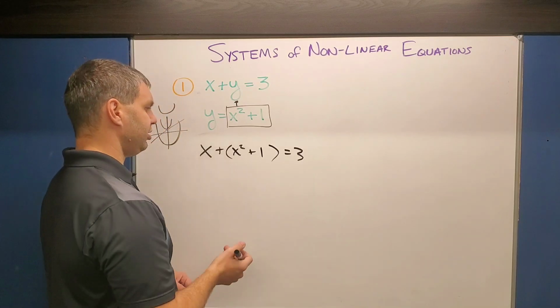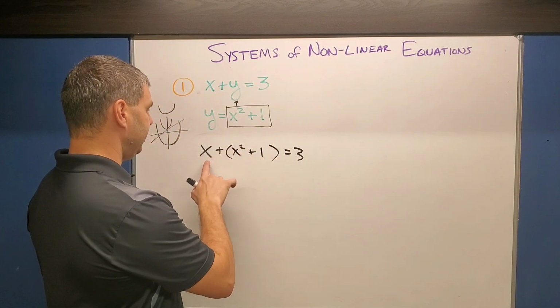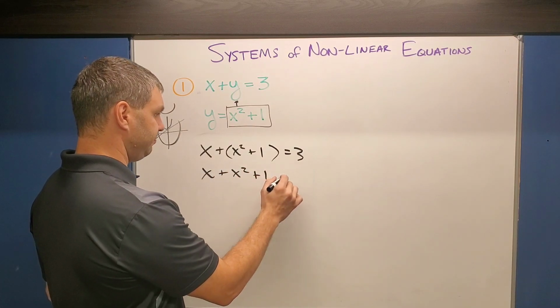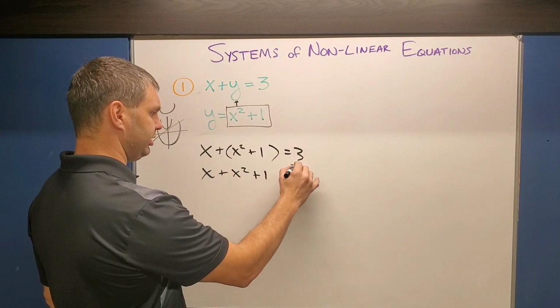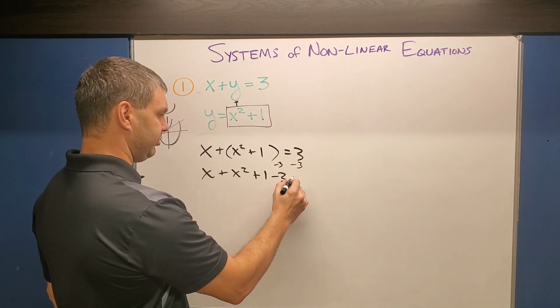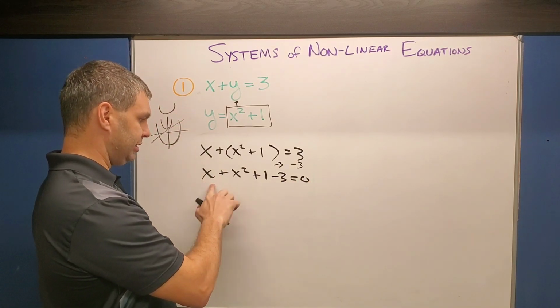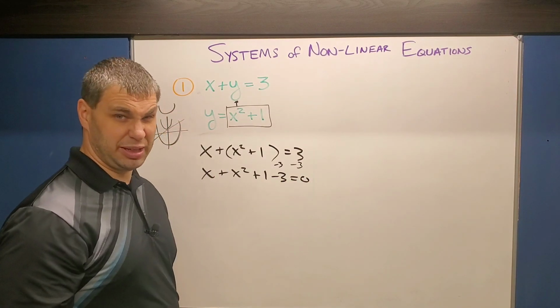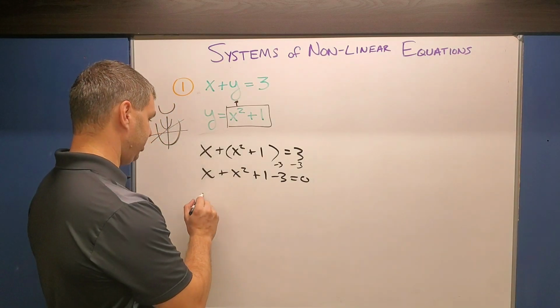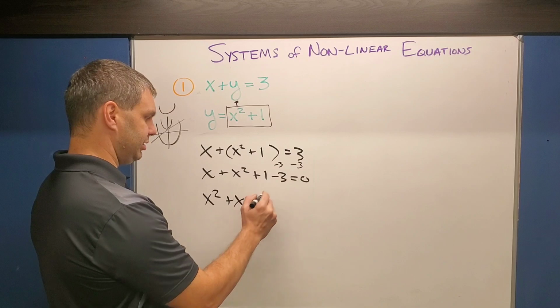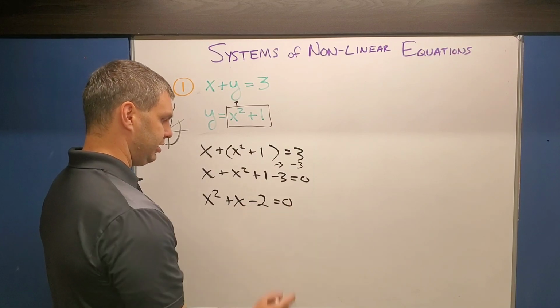Let's see if we can solve this, solving for x. I have x, I'll get rid of these parentheses, plus x squared plus 1. I'm going to subtract the 3 over to the other side, and that'll be minus 3 equals 0. I'm doing that because I have an x squared, an x, and a couple constant terms, so I'm probably going to have to factor this. If I put my x squared term first, and then a positive x, and then 1 minus 3 is a negative 2, that equals 0.